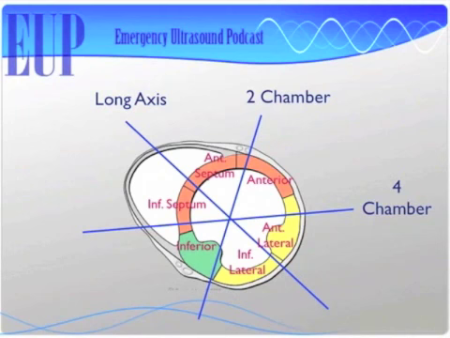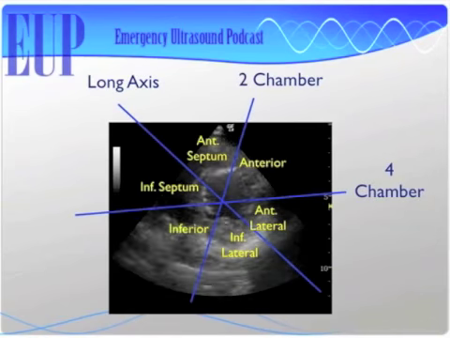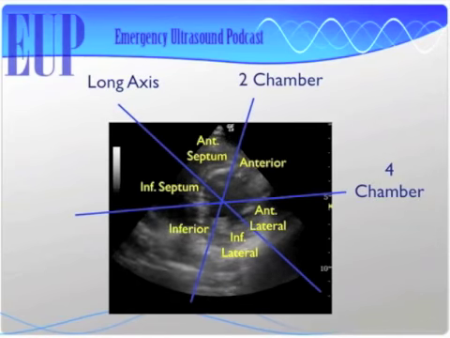So here the long axis runs through the anterior septum and then through the lateral wall. The 2-chamber runs through the anterior wall and the inferior wall, and then the 4-chamber runs through the anterior lateral and the inferior septal walls. Now, there's a lot of noise going on there. What does all that mean?